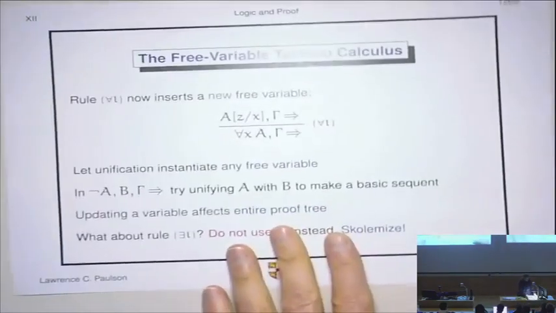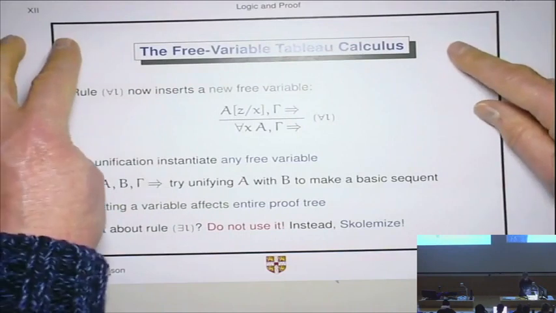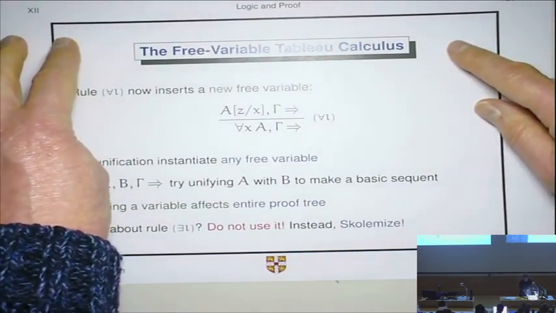Now remember, every time I show you a new set of rules, that is a new formal calculus, and although these different formal calculi may be related to one another, they are nevertheless different. So you need to remember which one you are working with at the moment. Now we are changing the game again. This is called a free variable Tableau calculus.